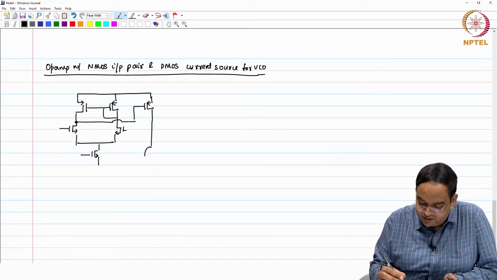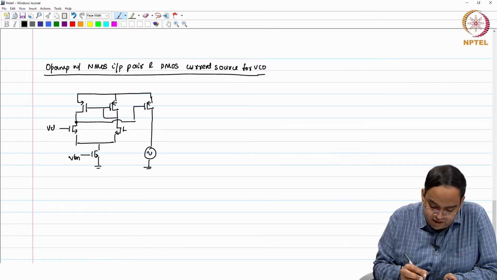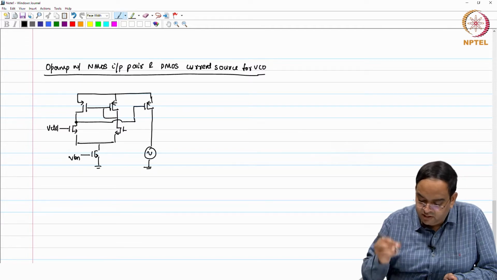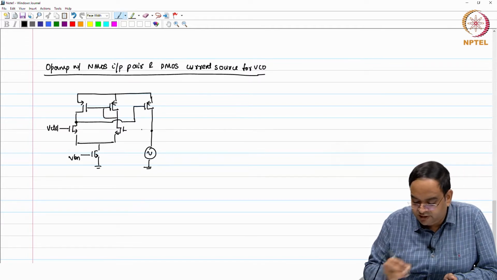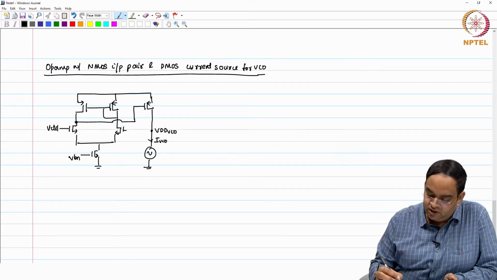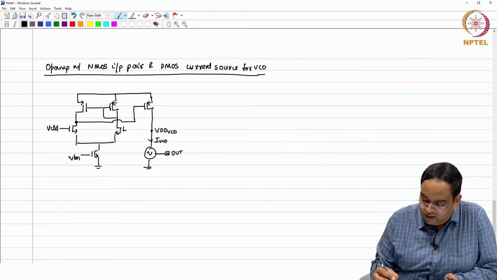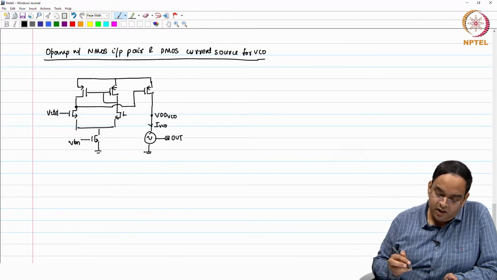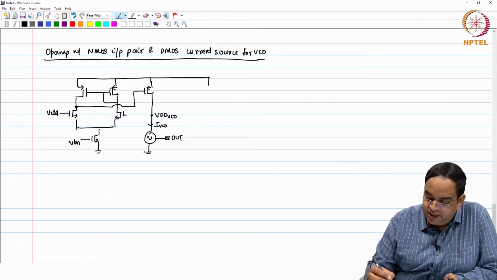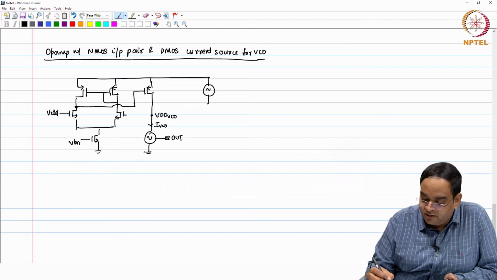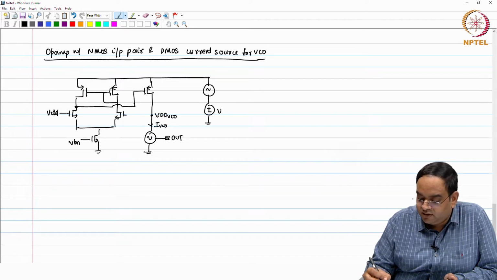So, this is our oscillator, this is VBN, this is our V control, and this is the voltage. There is no external voltage, but I am just calling this node VDD VCO, and the average current here is I VCO. You have the output of the oscillator as out like this. Here you have VDD, the DC voltage, and the noise on the supply. This is small VDD.